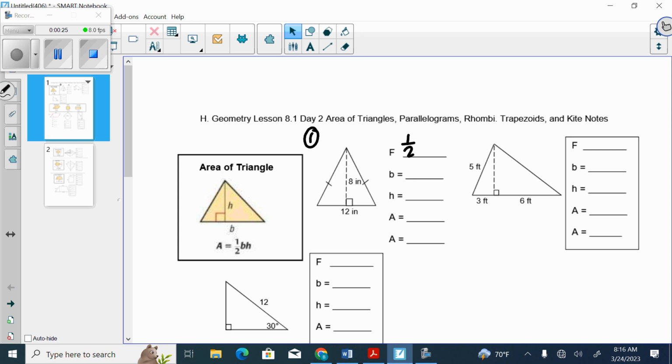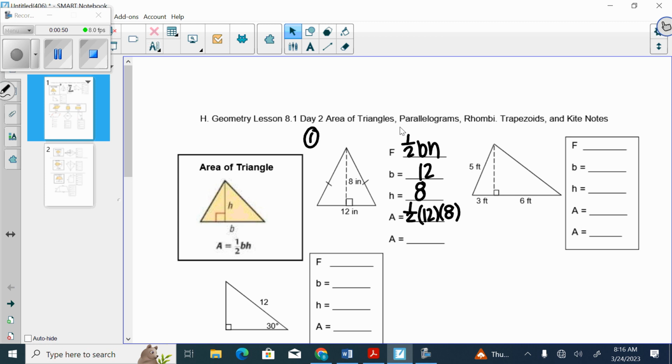Good. What is the base of this triangle? 12, and the height, 8. So if I was to plug that into the formula, which is what they want me doing on the first line: 1/2 base, which we said was 12, times height, which we said was 8. And then in the last line, we're going to put our actual simplified answer.